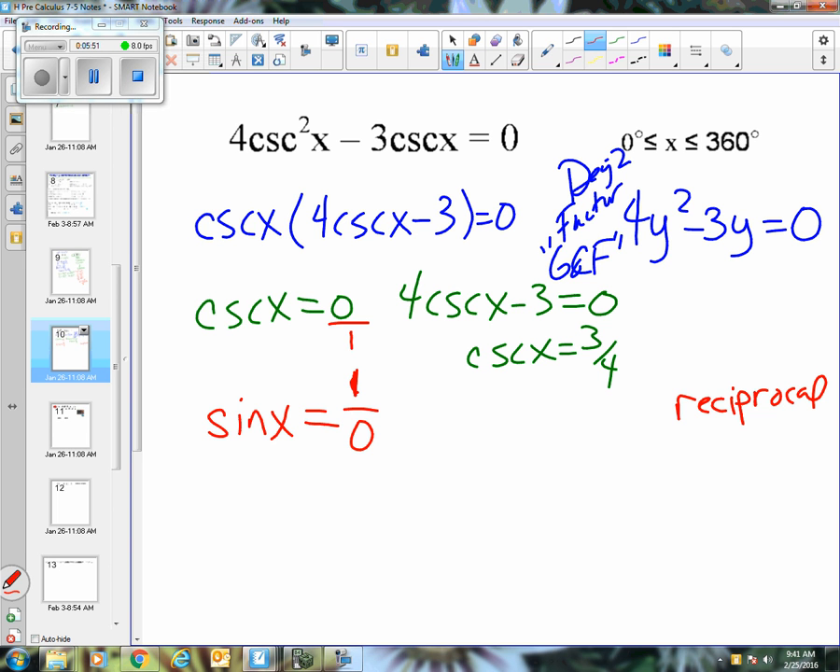Now, is sine ever undefined? That's what 1 over 0 would be. Is that possible? Well, no. The domain for sine is all real numbers. There's no breaks in the graph. There's no excluded values. That is physically impossible for that to happen.